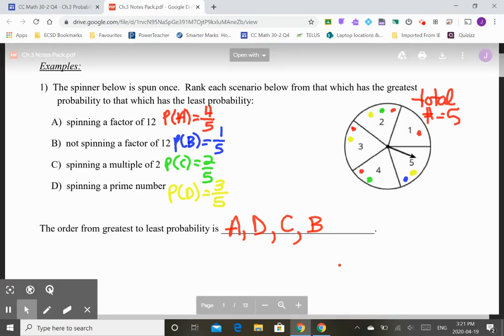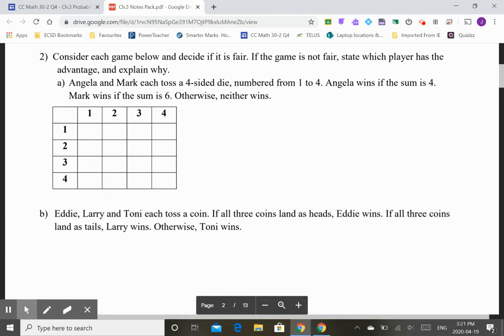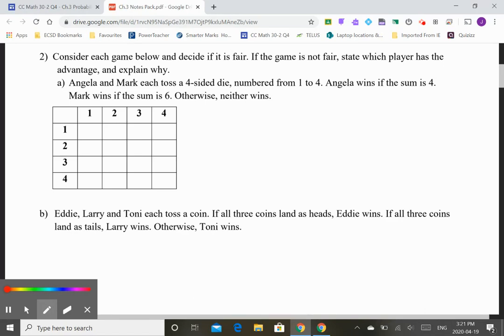Let's look at the next one. Question 2. Consider each game below and decide if it is fair. If the game is not fair, state which player has the advantage and explain why. Okay, so we have Angela and Mark, and they are each tossing a 4-sided die numbered 1 to 4. They're each going to roll, and then they're going to add up their dice. Angela wins if the sum of the 2 dice is 4. Mark wins if the sum of the dice is 6. Otherwise, neither wins.